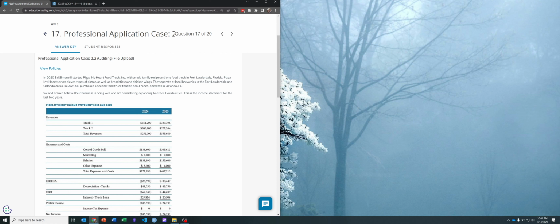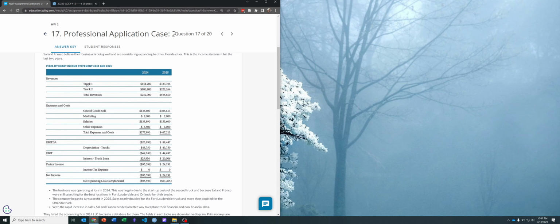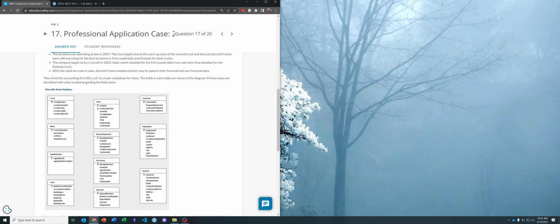We're analyzing the data for Pizza My Heart food truck. They obviously don't deliver, they serve pizzas out of their food truck, and they have a couple different trucks. You can imagine that customers are paying with cash at the food truck, or paying with credit card. That's going to be important. You'll want to study the entity relationship diagram.